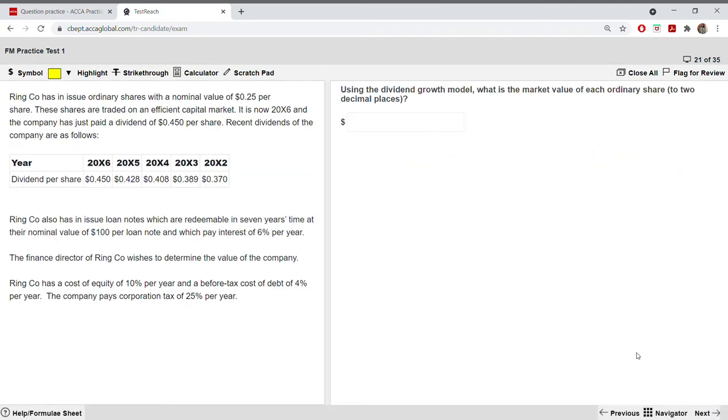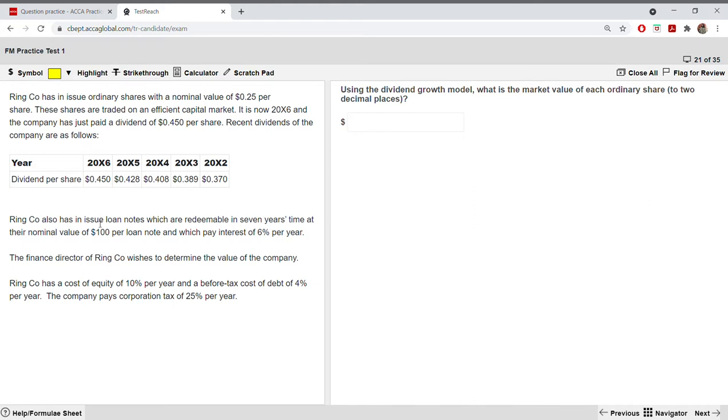Now this is the next case study, so we have to read it. But the question asks, using the dividend growth model, what is the market value of each ordinary share to two decimal places? Okay, let's read. Ring has issued ordinary shares with a nominal value of 0.25 per share. The shares are traded on an efficient capital market. It is now 2006 and the company has just paid a dividend of 0.45 per share. Recent dividends of the company are as follows.